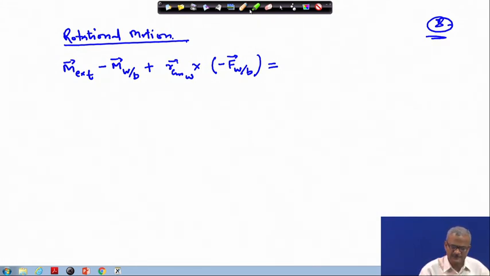So, here in this case, this is the free body, using the free body diagram, we are writing the equation of motion. This is the equation of rotational motion for the main body.